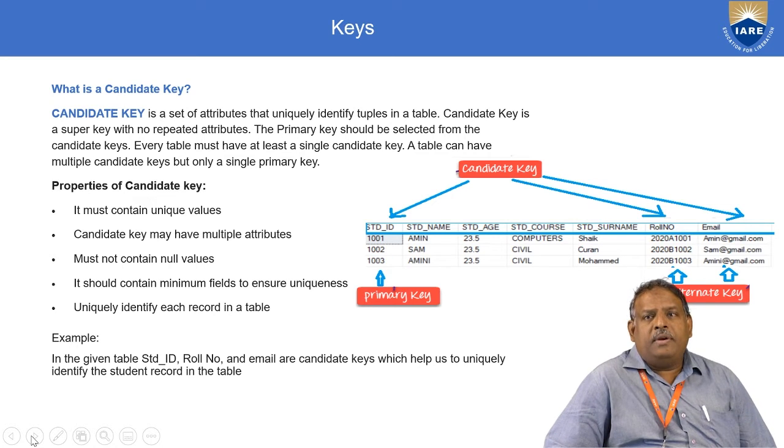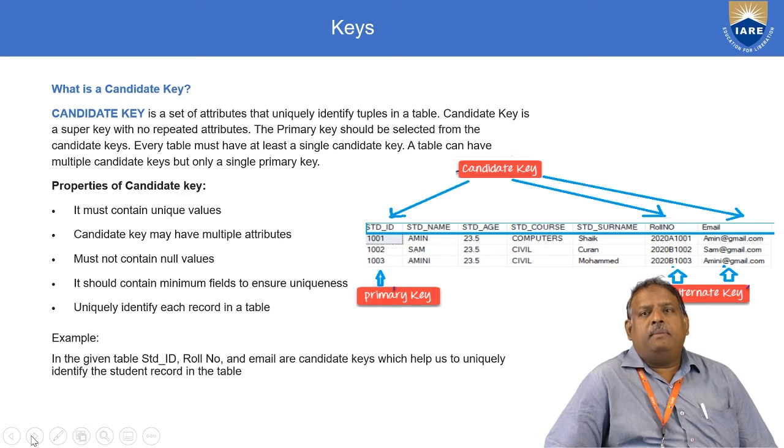Every table must have at least a single candidate key. A table can have multiple candidate keys, but only one single primary key. The primary key might be one or more columns. Now we will see the properties of a candidate key. The first condition is it must contain unique values.